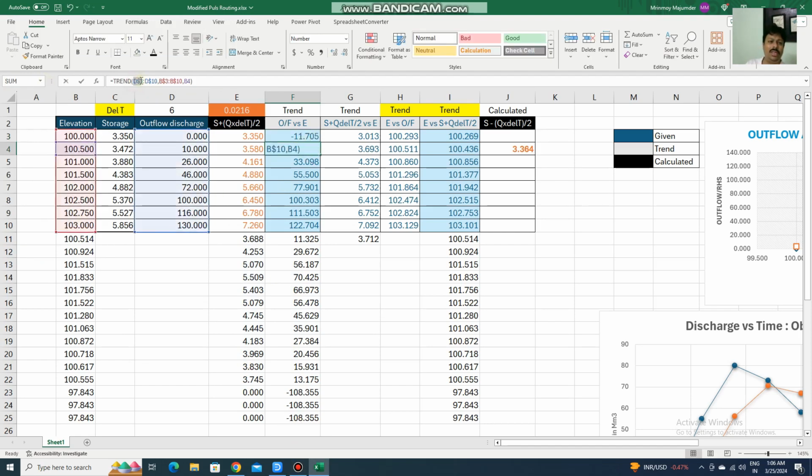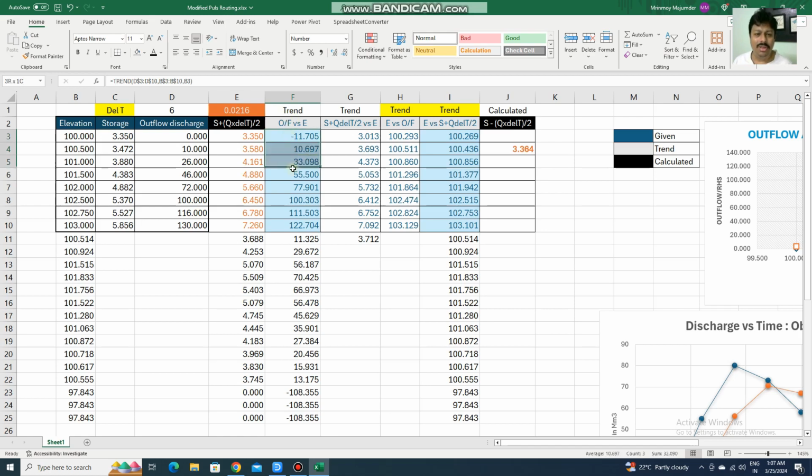So this D3 to D10 is the known y, this B3 to B10 will be the known x, and this B4, what is this B4? B4 is the new x for which you want to know the y. So in this case, what is new x? B4. New x will be the elevation, because x axis has the elevation, y axis has the outflow. So this formula in Excel will give you the new y, that is new outflow.